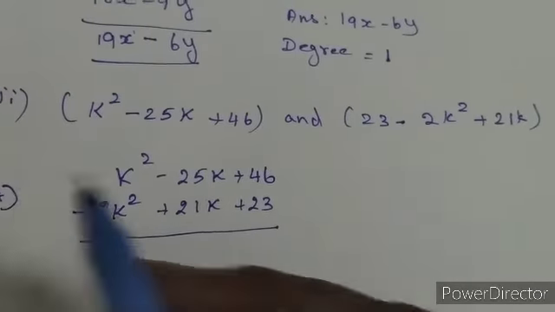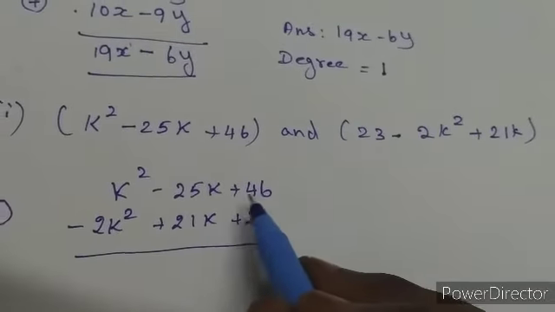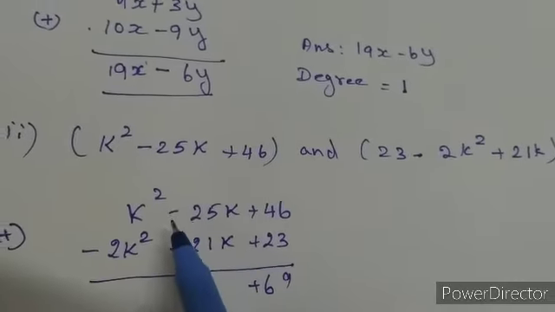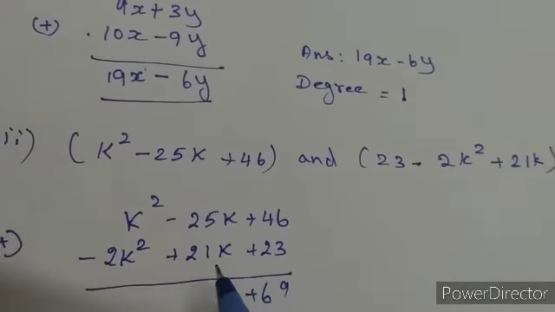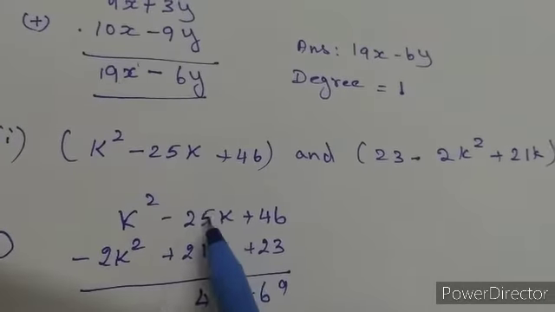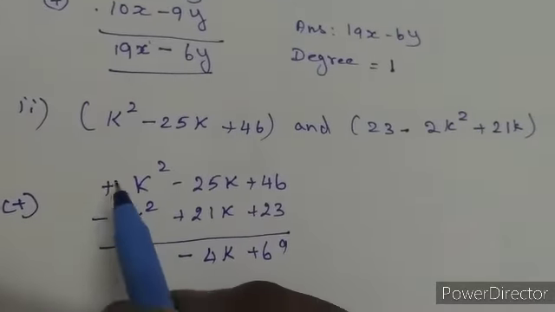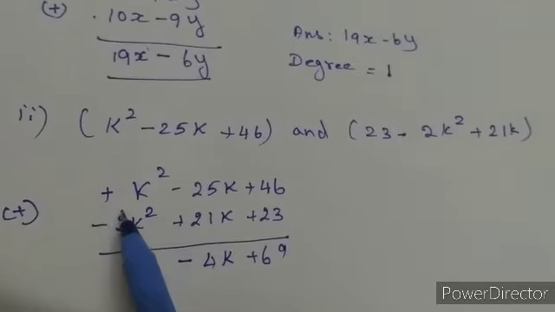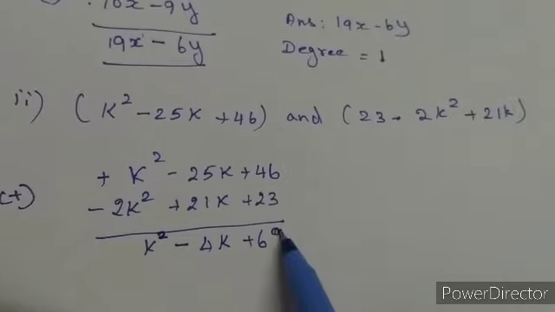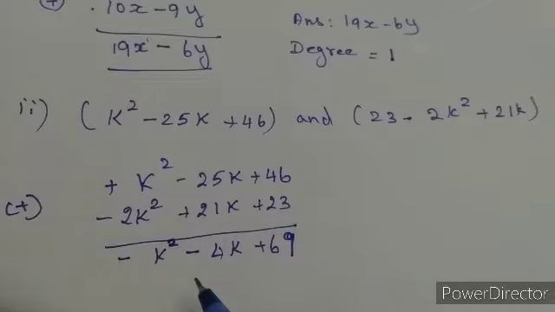Here we should add. Now plus into plus, plus. Which number is greater? It is 46. 46 plus 23, 69. Now plus into minus, we have to subtract, 25 minus 21, 4. Write the variable. Now which number is greater? 25. And the sign for that is minus. Now here it is plus into minus, minus 2 minus 1, 1, so k square. Which number is greater? It is 2k square. So the sign for that is minus.